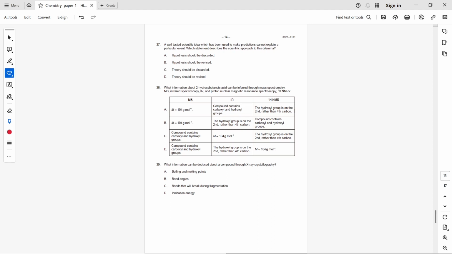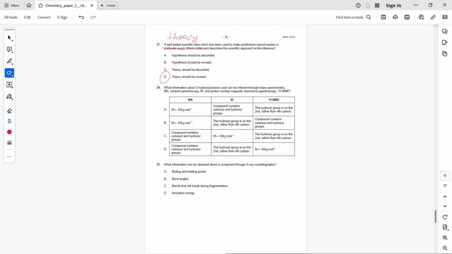For the next question, a well-tested scientific idea is basically already a theory, and because it gave an error for one event, but this theory worked for many other events, we shouldn't be discarding this theory, but we should be revising it. So the answer is D.